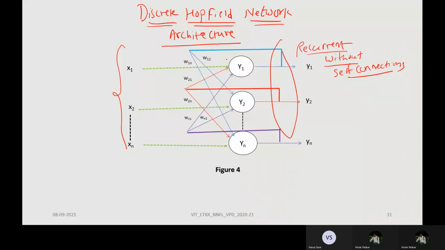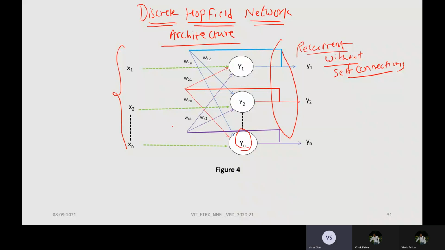Correct. Means only it will not go to itself, everyone else it can go. Okay, sir, only own feedback. See, this red one which is Y2, there is no connection from red to Y2. The rest, N networks, have it. This is N, right? So N connections will be there except its own.